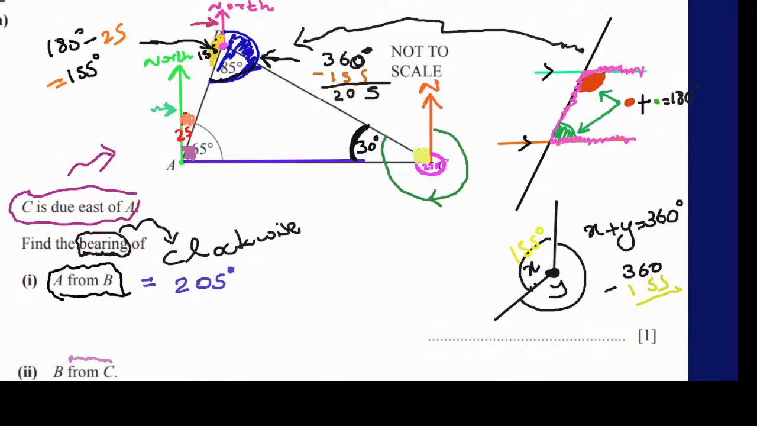So this green angle has two parts. From here to this point, it is 270. Then from here to here, it is 30. So altogether, the entire thing is 270 plus 30, 300 degrees. All right, that's all with this question.